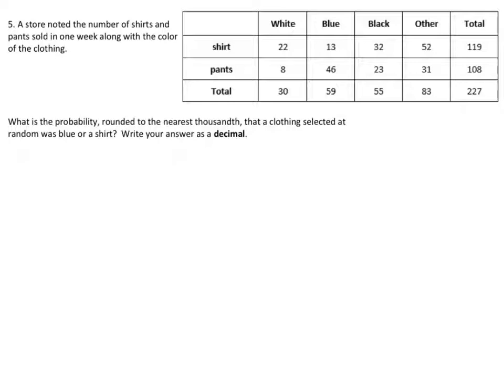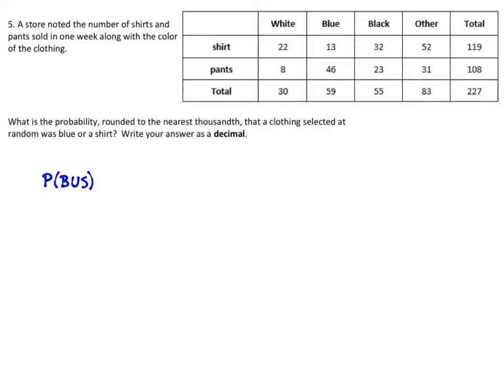A store noted the number of shirts and pants sold in 1 week along with the color of the clothing. What is the probability, rounded to the nearest thousandth, that a clothing selected at random was blue or a shirt? So we're going to write this out as probability of B union S, blue or a shirt.